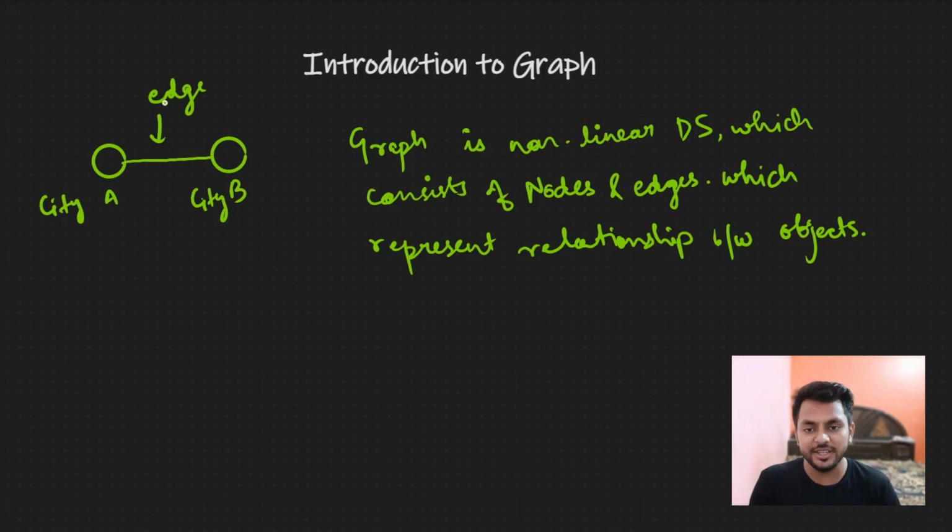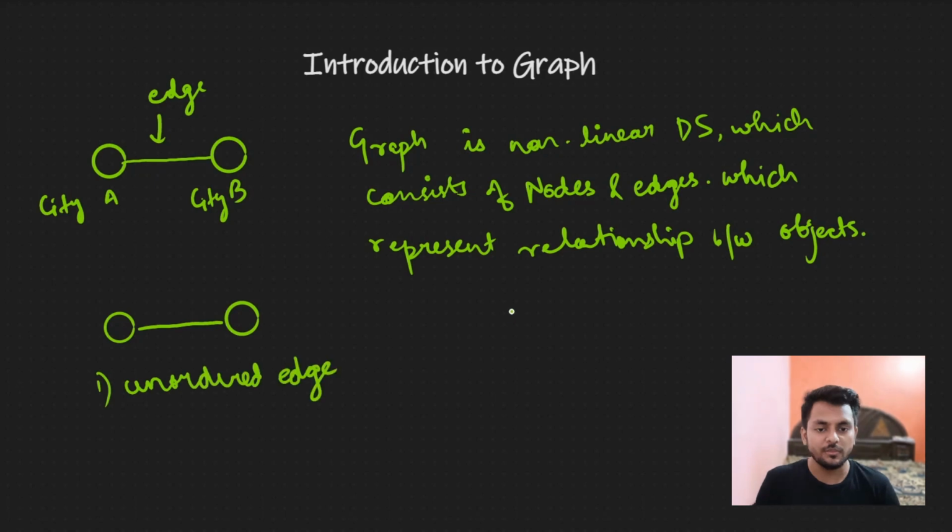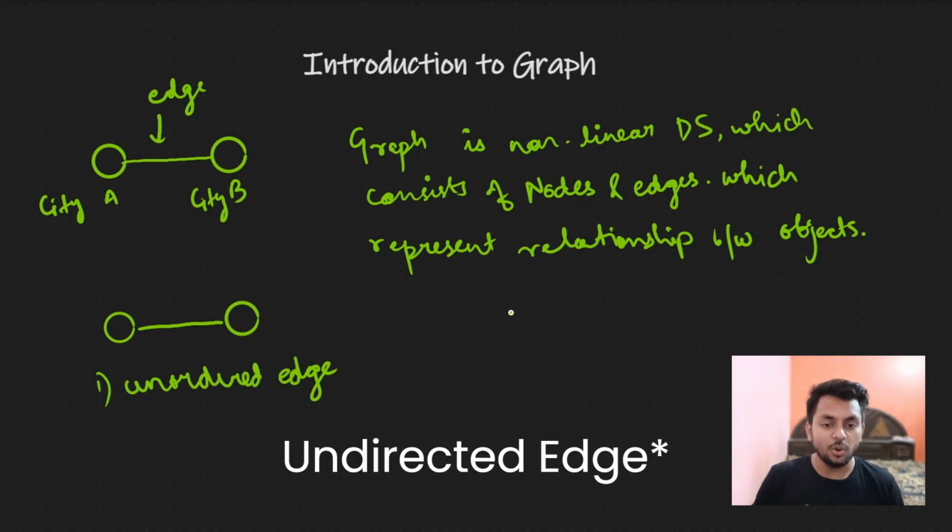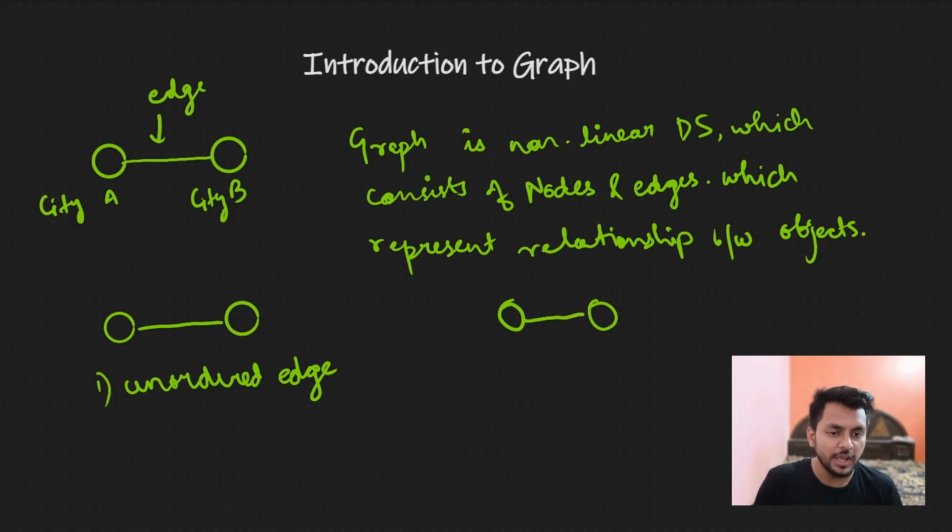So now let's understand the edges. There are two types of edges. If this is node A, this is node B and this is the edge, this is one type of edge which is known as unordered edge. And the second is ordered edge. If this is object 1 and this is object 2 and this is directed, I would say this is a directed edge.